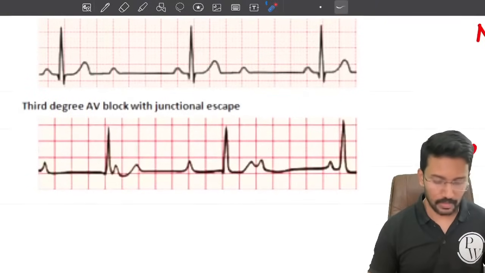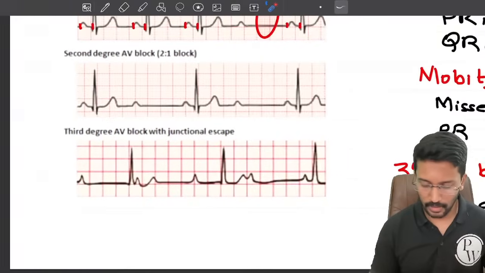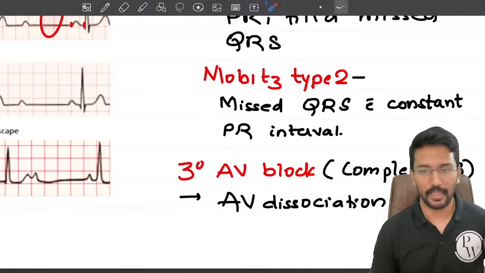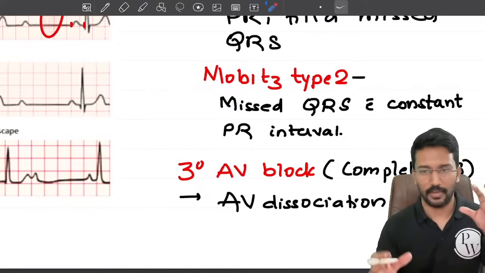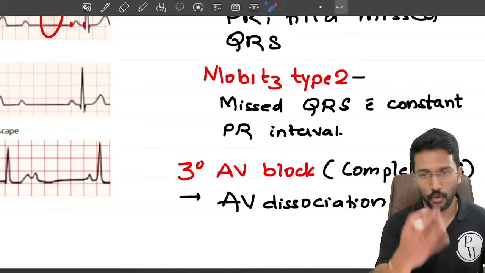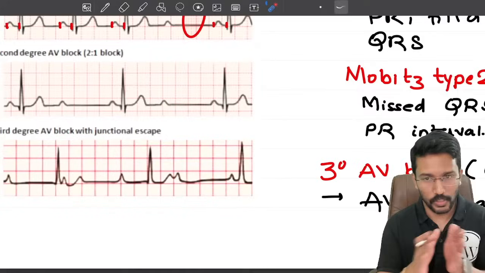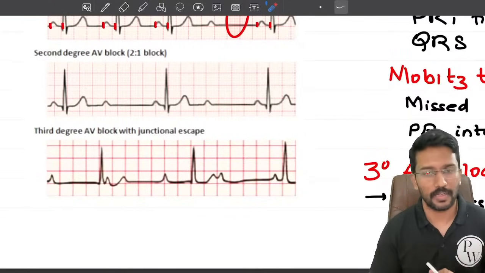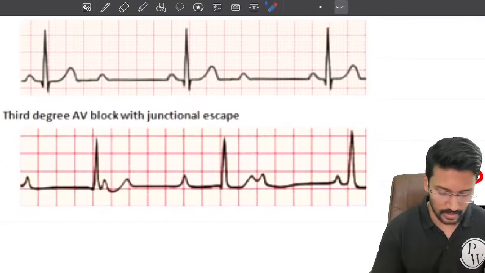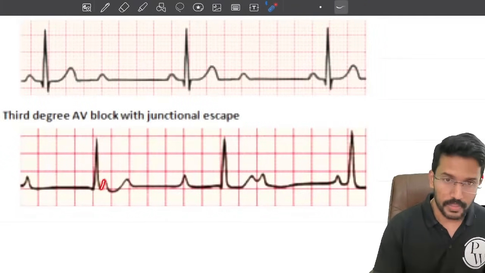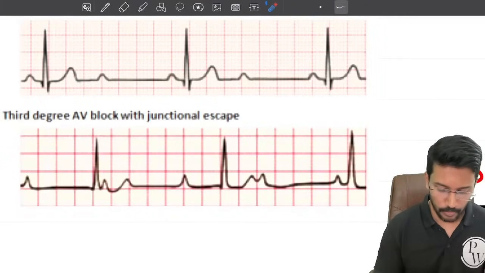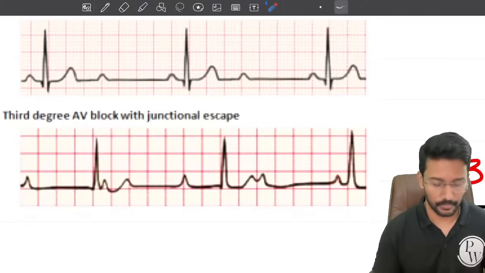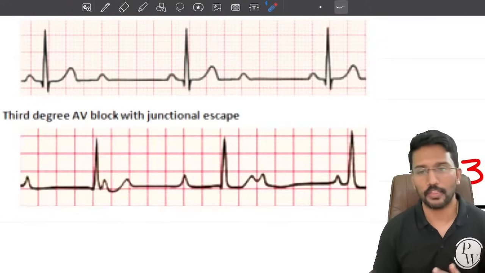And then we have a third degree AV block. Third degree AV block is generally called AV dissociation. That means atria and ventricles are not related. P waves are appearing randomly, QRS complexes are appearing randomly. Once you see that the relation between the P waves and QRS is lost, we call it third degree AV block. Like you can see in this ECG, there is a P wave after a QRS, then there is a P wave after a T wave, and there is a P wave before a QRS. This is what we call AV dissociation.